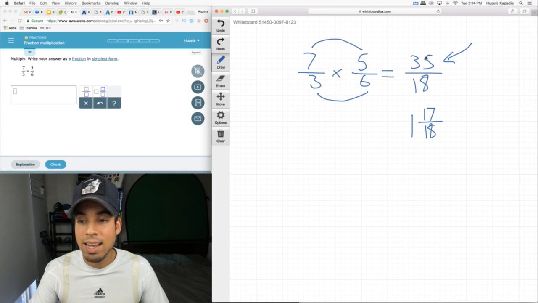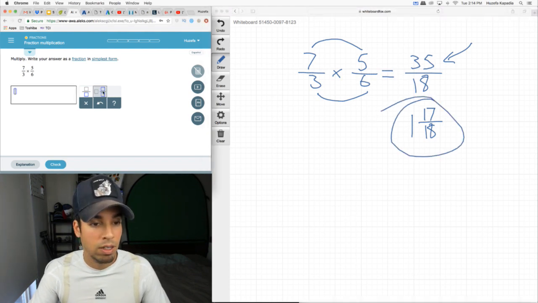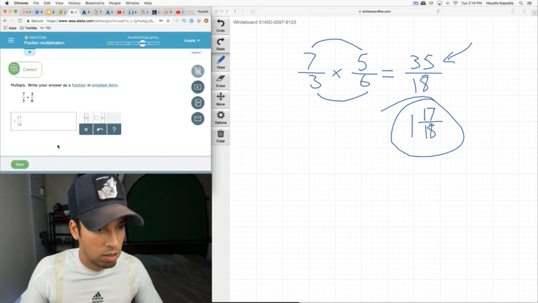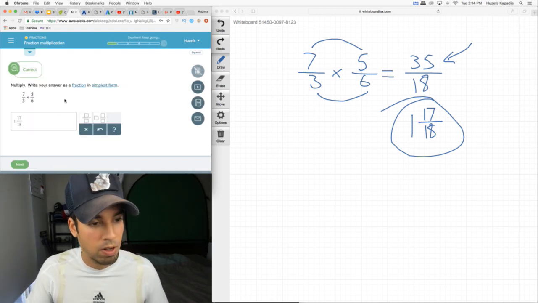So we pull as many 18s as we can out of this 35. Each time we pull an 18 out, we add 1 to the whole number. So this is our final answer: 1 and 17/18ths. Let's see what that looks like. Yeah, there we go.